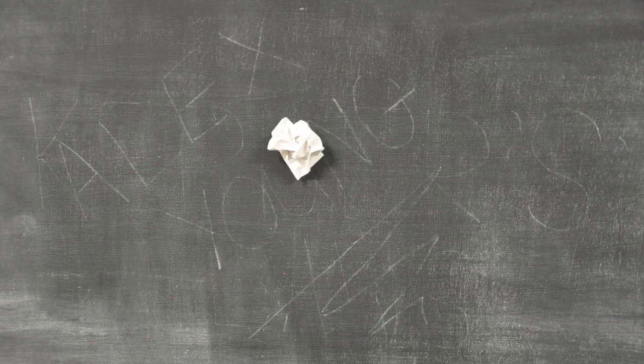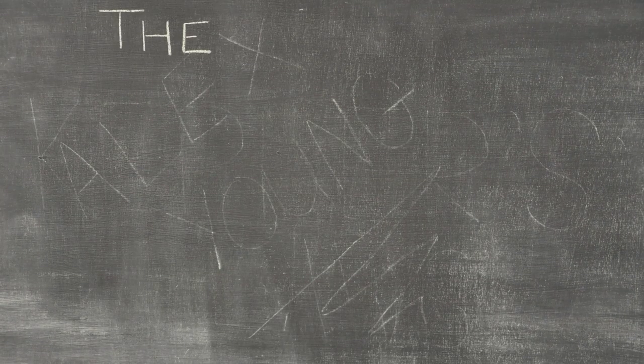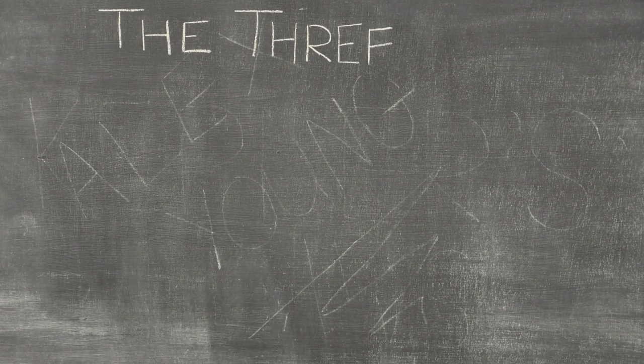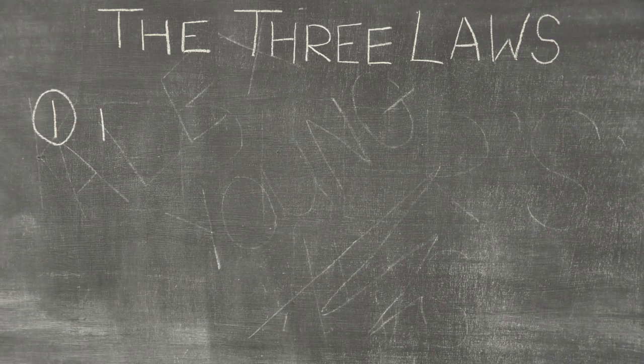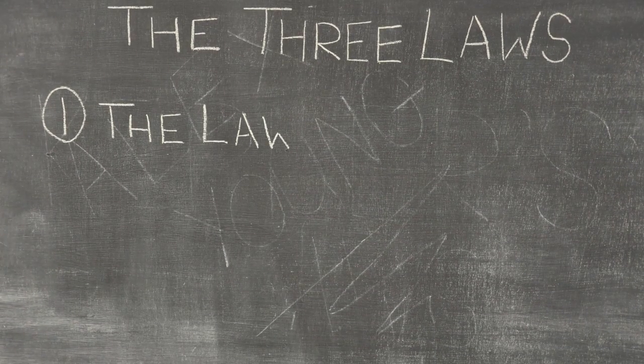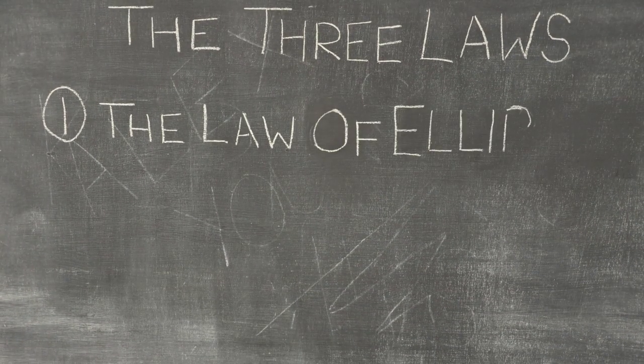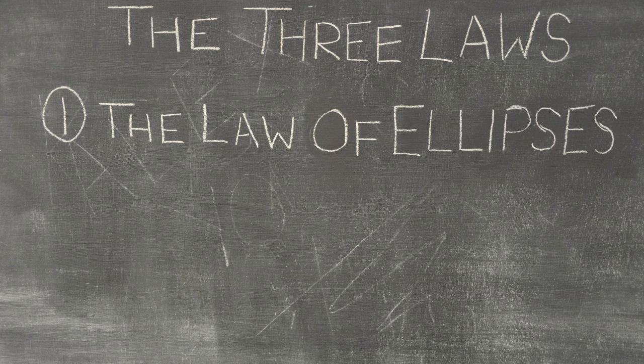However, Kepler himself is not the main focus of today. Instead, we'll get right to work and take a look at the three laws themselves. The first law is the law of ellipses, which simply states that the path of planets around the Sun is elliptical in shape, with the center of the Sun being one focus of the ellipse.